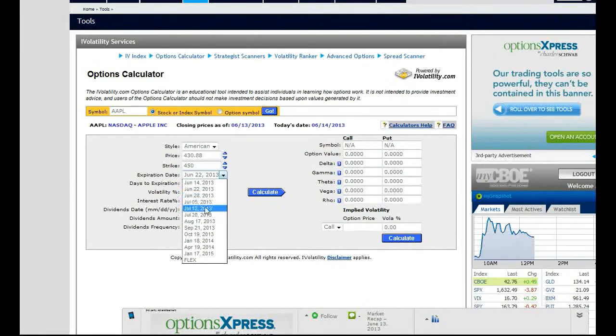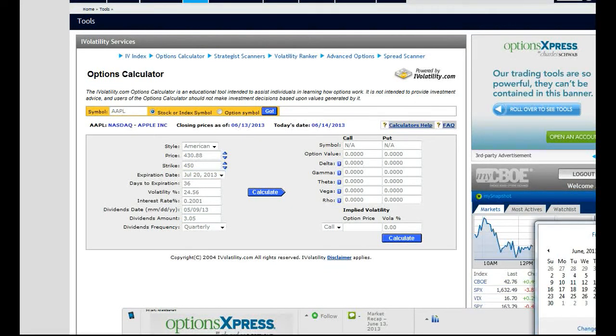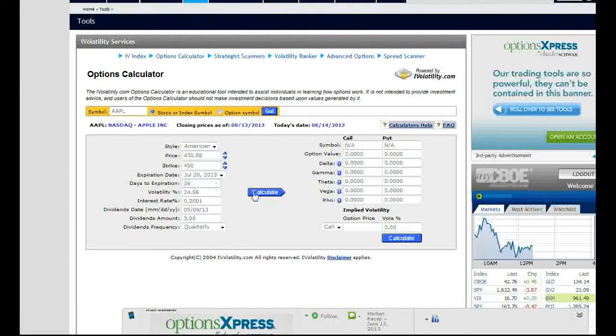Now you have to be careful. Some of these are the weekly options. So we're looking for the third Friday in July, which I believe is the 20th. Let me just double check. Yep, expiration here is the 20th. So that gives us 36 days. We'll hit calculate, and they calculate the put option to be $25.15, which is about what we were seeing.